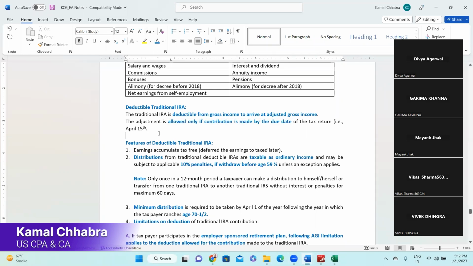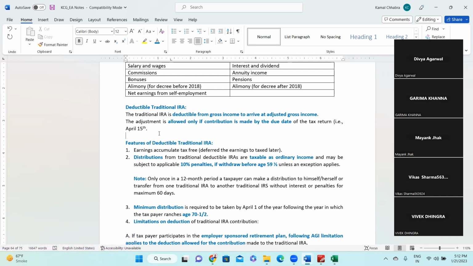Features of deductible traditional IRA. What are the features of deductible traditional IRA? First is earnings accumulate tax-free. That means your earnings of the current year have less tax liabilities, right?